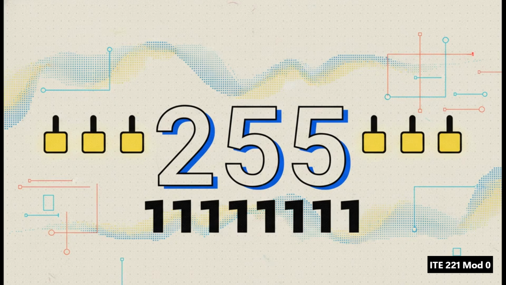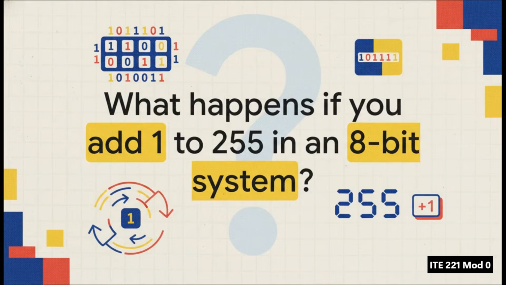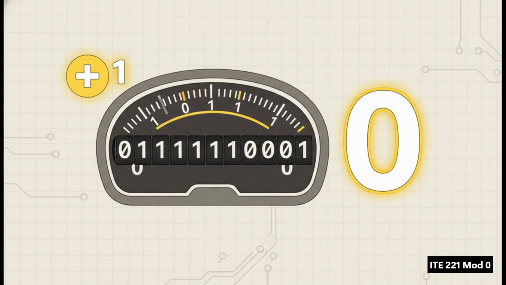In binary, it's just 11111111. So here's a fun little thought experiment. The computer only has 8 spaces to store this number. What do you think happens when it's at its maximum value, 255, and we try to add one more to it? Where does it go? It just flips back to 0. It's wild. This is called an integer overflow.